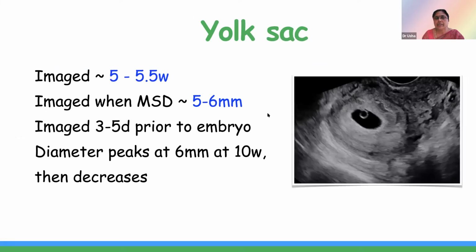The yolk sac is visible between 5 to 5.5 weeks of gestation, when the mean sac diameter is about 5 to 6 mm. And usually the yolk sac is seen 3 to 5 days prior to the embryo. And the yolk sac slightly increases in size, and the maximum size of 6 millimeters is reached at 10 weeks, and then slowly it decreases.